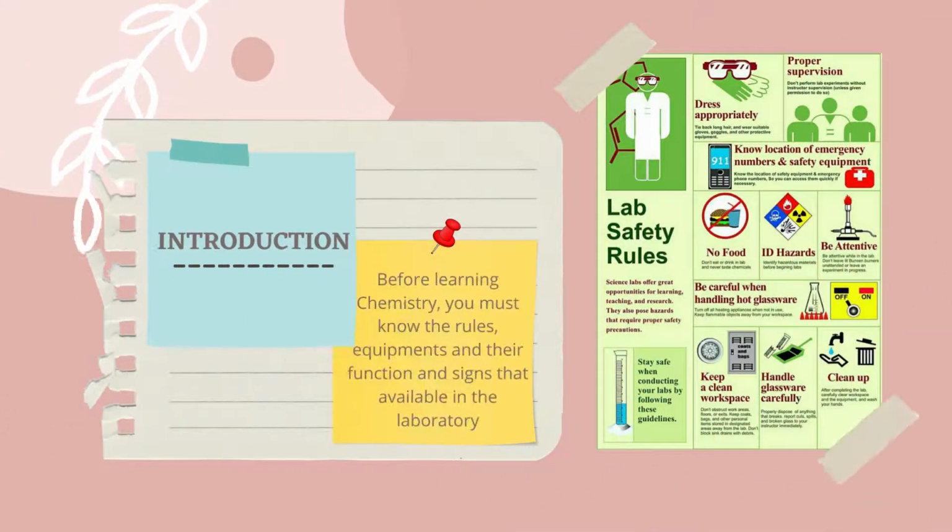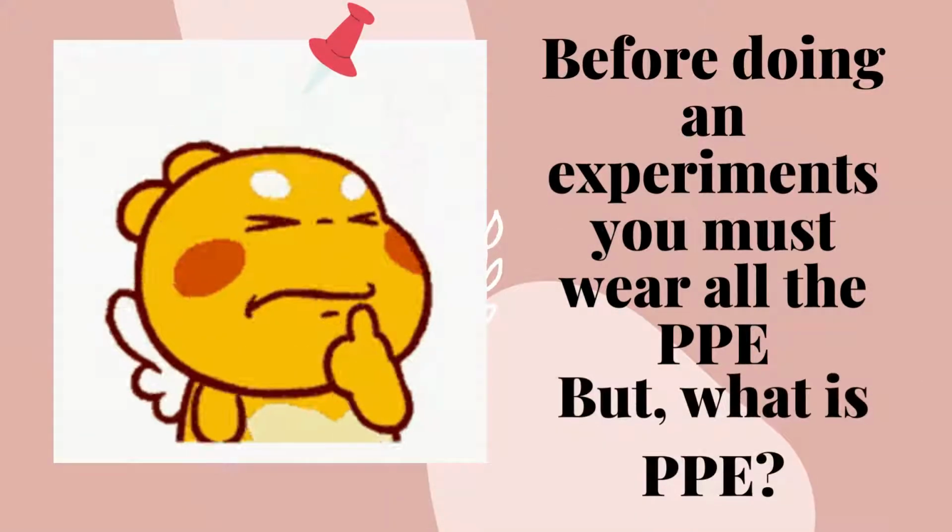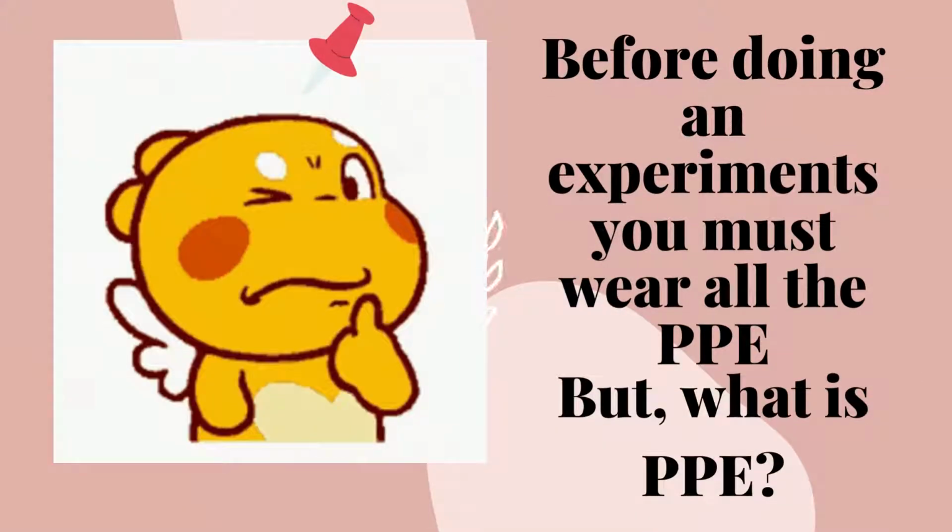Before learning chemistry, you must know the rules, equipment, and their function and signs that are available in the laboratory. And as you can see on the right side, the example of a laboratory rules poster. Before doing an experiment, you must wear all the PPE.